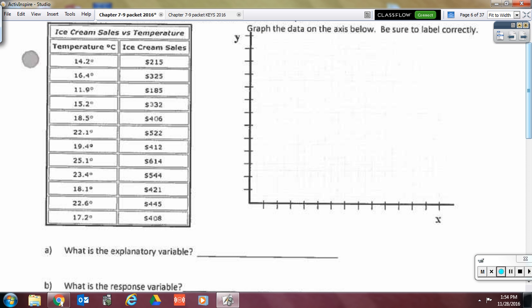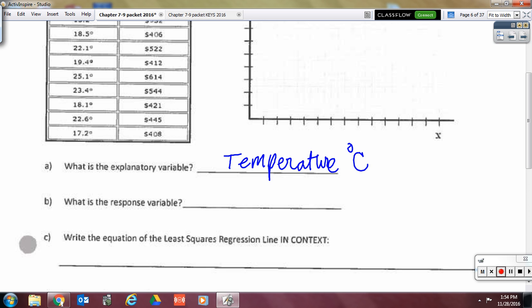Okay, so you think the temperature is directing the ice cream sales? So what's the explanatory variable? All right, then we're going to write it in here that the temperature is the explanatory variable. That is in degrees Celsius, by the way. And the response then is the ice cream sales.